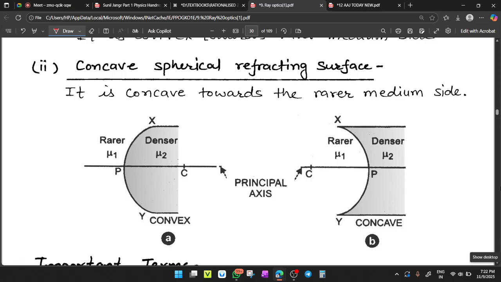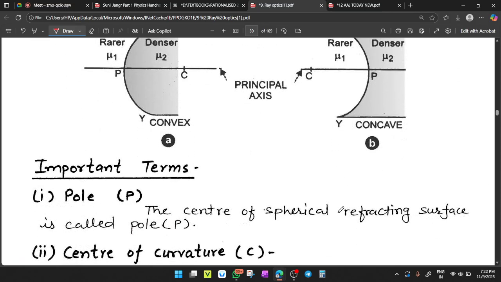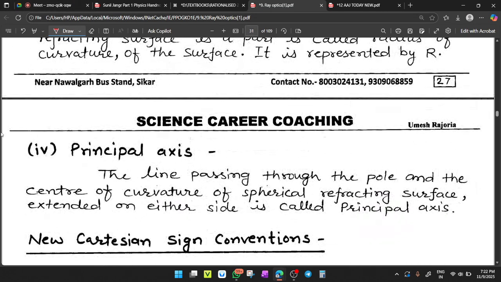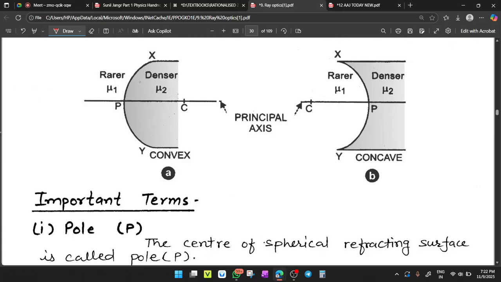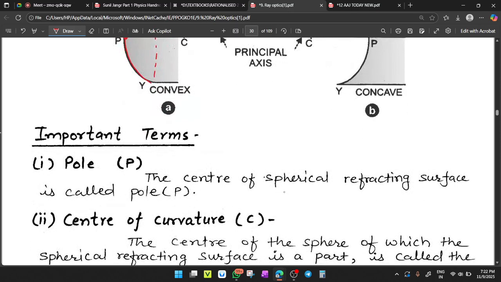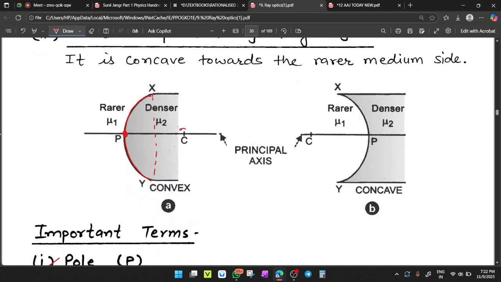Now, make the diagram. Now, important terms. First, pole. So, what is pole? The center of the spherical refracting surface is called pole. Geometrically, there will be a center of the spherical refracting surface, this part. This curvature has some central point, and this central point of the curvature is called pole. I am not talking about this center. I am talking about the curvature center, the center of the curvature part. Clear? So this is called pole.